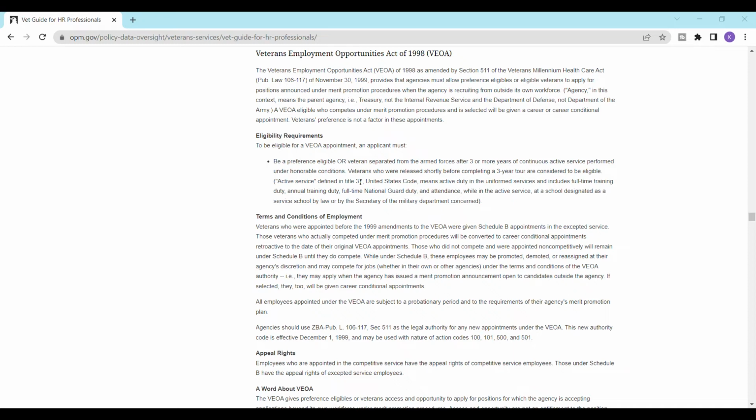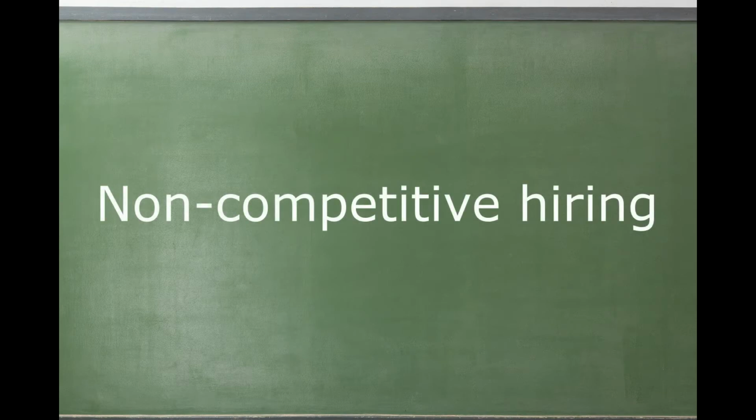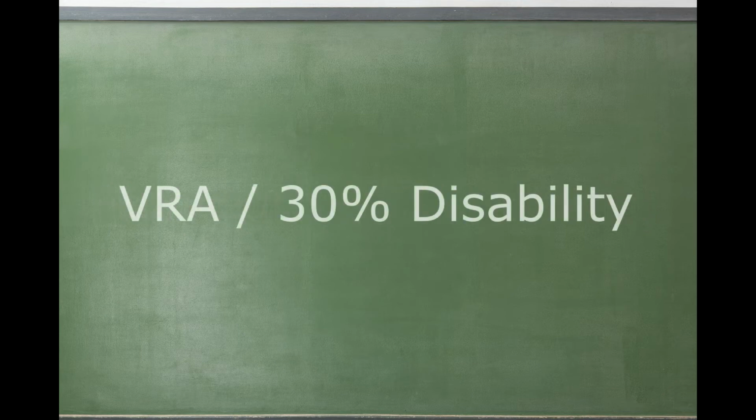They actually allow you to bypass time and grade when you're applying as an external candidate. Now that we've covered veterans preference and veteran status, there is the potential to use certain veteran statuses to be considered non-competitively for jobs, which means that you can be hired for a position using your veteran status outside of a job announcement. The two statuses are VRA and the 30% or more hiring authority.